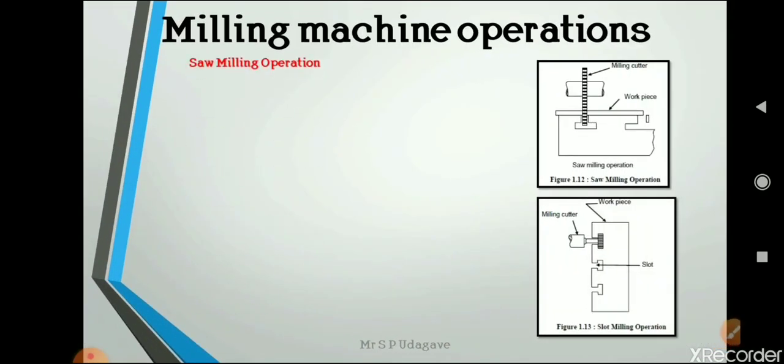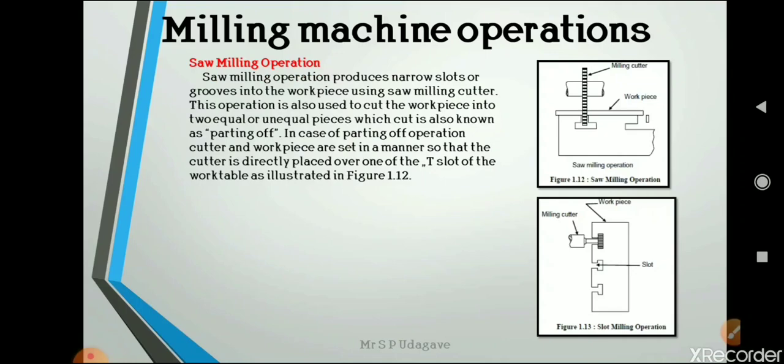Next is the saw milling cutter operation, which produces narrow slots or grooves on the workpiece. Using a saw milling cutter, this operation is used to cut the workpiece into two equal or unequal pieces, which cut is also known as parting off.